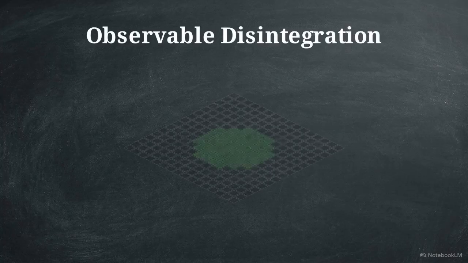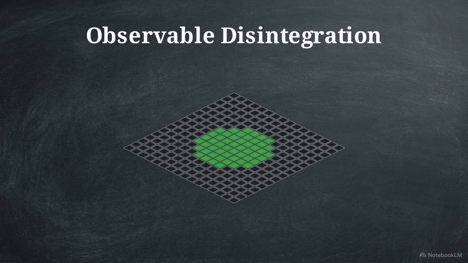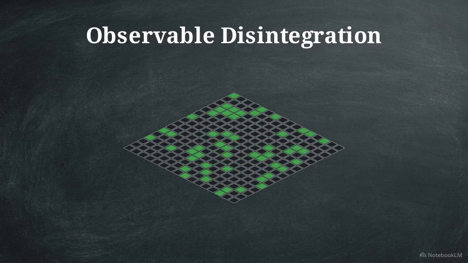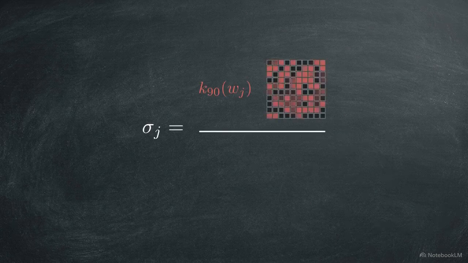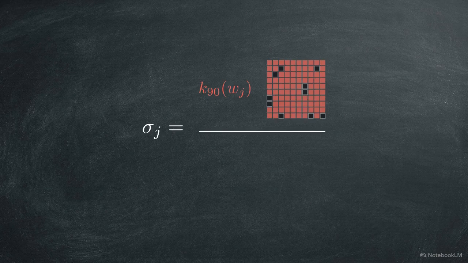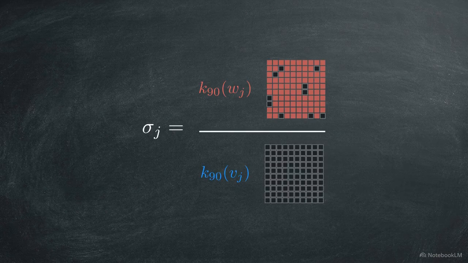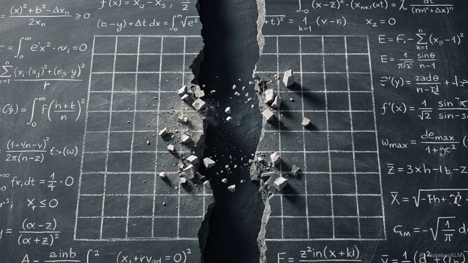The second axis measures observable disintegration. This tracks the physical collapse of the eigenvector's spatial support on the grid. We calculate a support ratio, sigma j. This is the ratio between the minimum number of cells required to accumulate 90% of the mass for the left eigenvector, divided by the same metric for the right eigenvector. If that support ratio equals or exceeds 100, the spatial landscape has sheared apart. We flag that tier for observable disintegration.